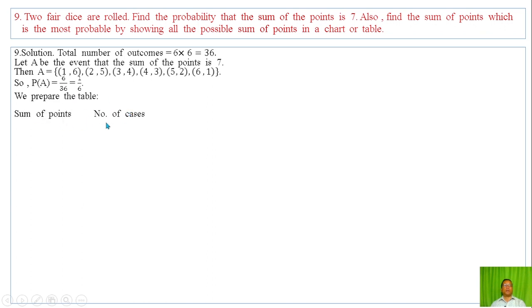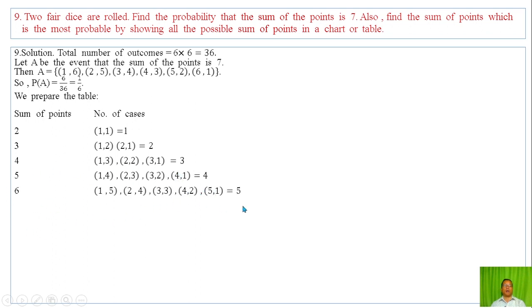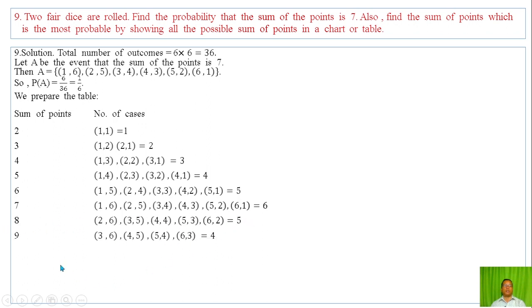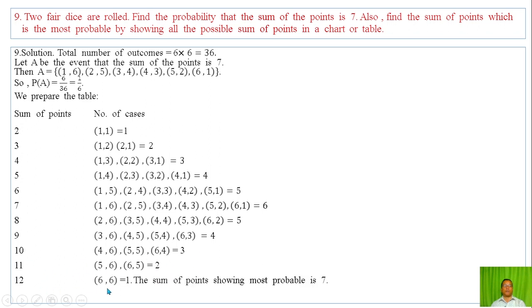We prepare the table. Sum of points, number of cases. Sum of 2, 1 case. Sum of 3, 2 cases. Sum of 4, 3 cases. Sum of 5, 4 cases. Sum of 6, 5 cases. Sum of 7, 6 cases. Sum of 8, 5 cases. Sum of 9, 4 cases. Sum of 10, 3 cases. Sum of 11, 2 cases. Sum of 12, 1 case. We can see that the sum of points showing most probable is 7.